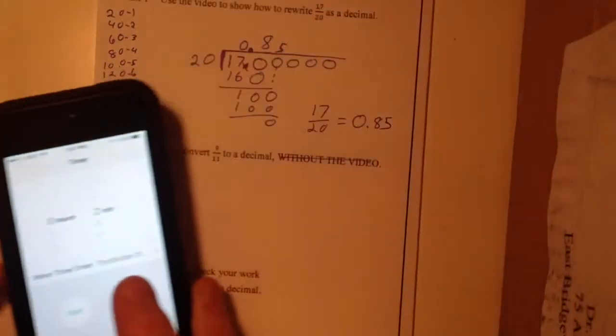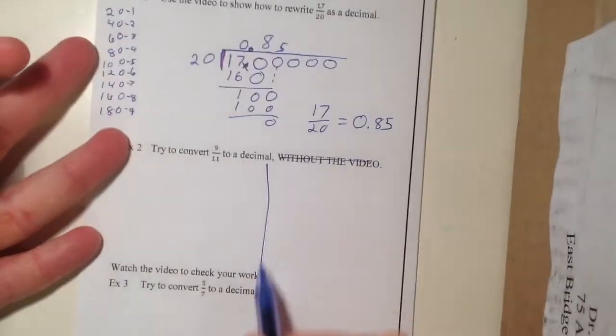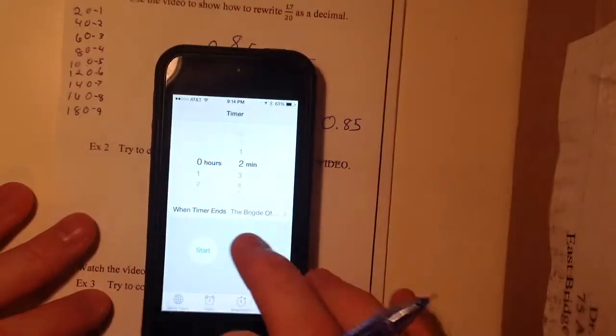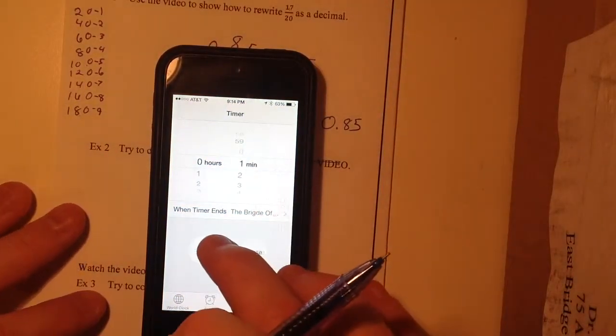You may want to save some room, so if you want to make a line here and say, this is what I'm trying, this is the right way Mr. Hyde's going to show me. So try that real quick for about, let's say a minute. Let's try a whole minute.